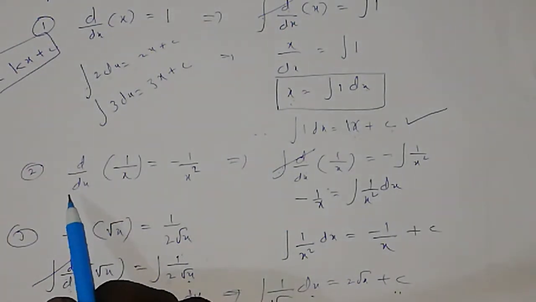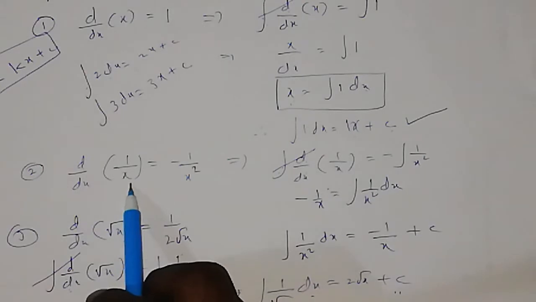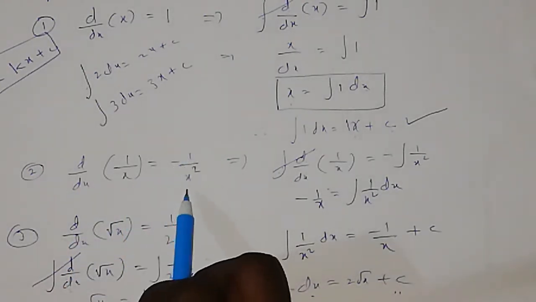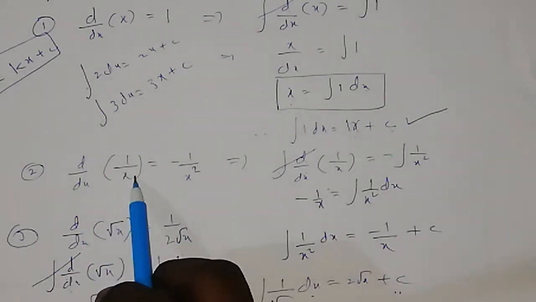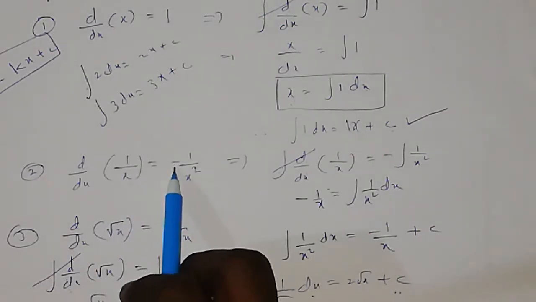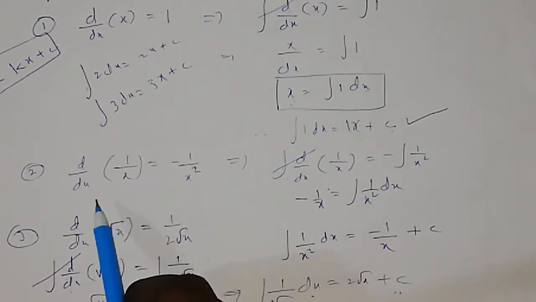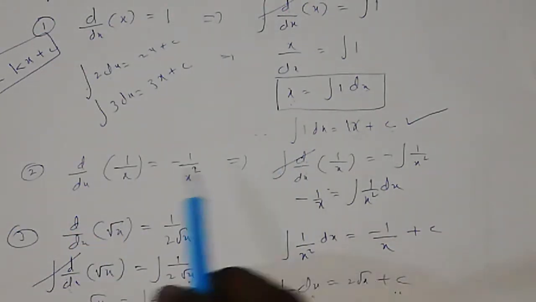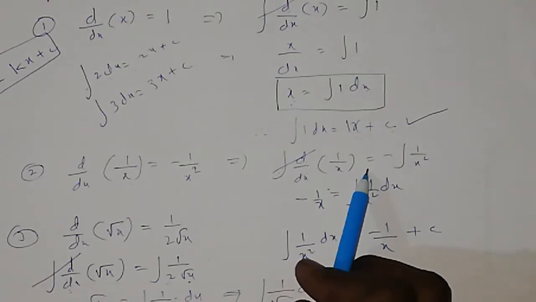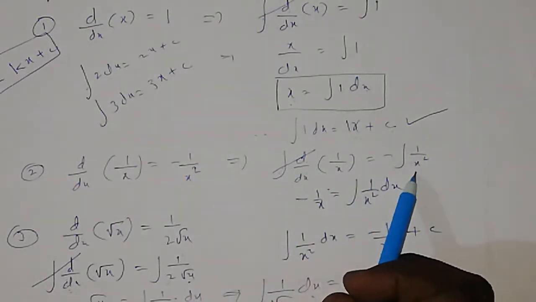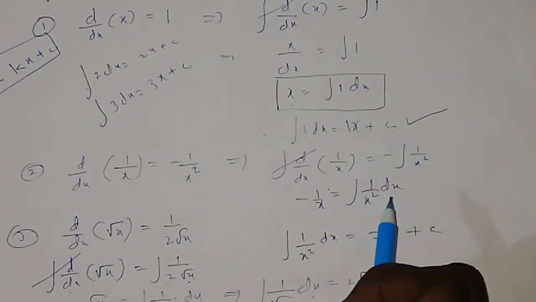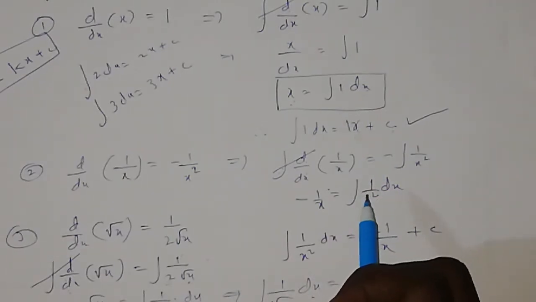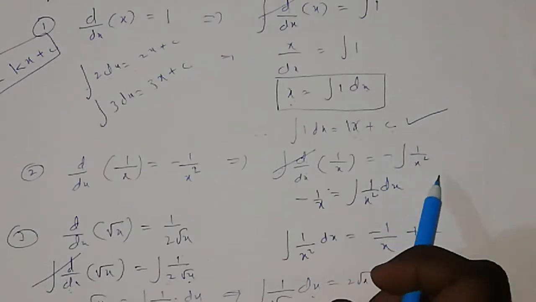Here the second formula. d by dx of 1 by x is equal to minus 1 by x square. This is another formula in differentiation. Now for this I am applying integration. So it becomes integration of d by dx of 1 by x is equal to minus integration of 1 by x square, right?